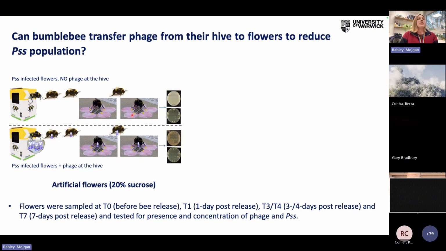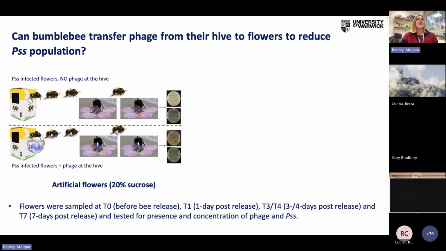For our artificial experiments, we have 2 treatments. We use these mini hives that contain 15 to 20 bees. In one compartment, we have a clean hive, so bees are released from a clean hive. In a second compartment, we have bees that are released through a runway where there's phage powder at the entrance. So the bees crawl through phage powder, and then they are released to forage on these artificial cherry flowers, which are printed cherry flowers with a 20% sucrose feed in the centre that we spiked with PSS.